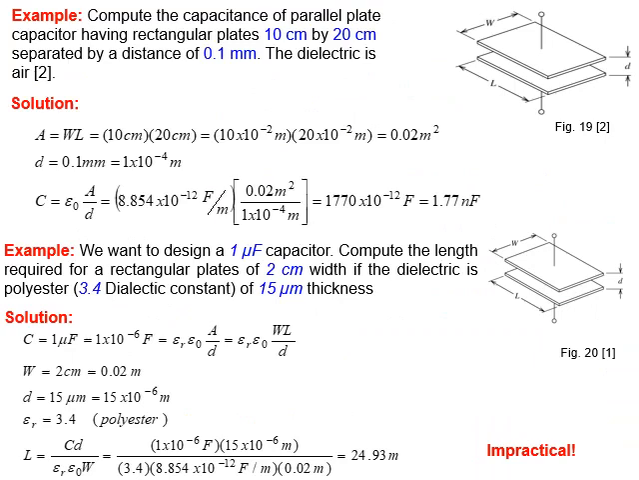Compute the capacitance of a parallel plate capacitor having rectangular plates 10 centimeter by 20 centimeter. He gave me length and width, separated by distance d, 0.1 millimeter, and the dielectric is air. Since it's air, epsilon r is 1. Then I multiply width by length. You need to convert them into square meter, so multiply by 10 to the power minus 2 here and 10 to the power minus 2 here, to convert into meter square rather than centimeter square. Now d is given in millimeter, so I multiply by 10 to the power minus 4 to convert into meter. Make sure to have the same units.